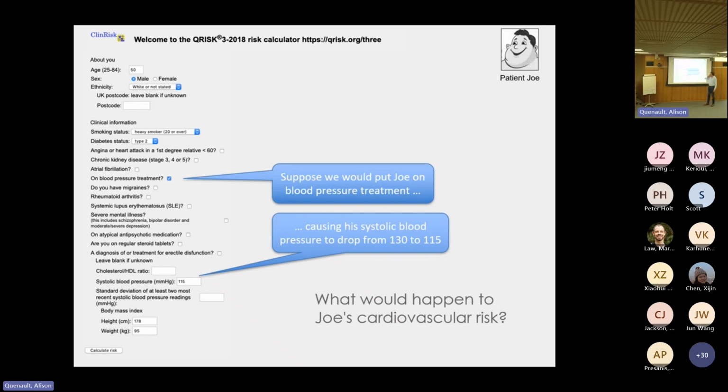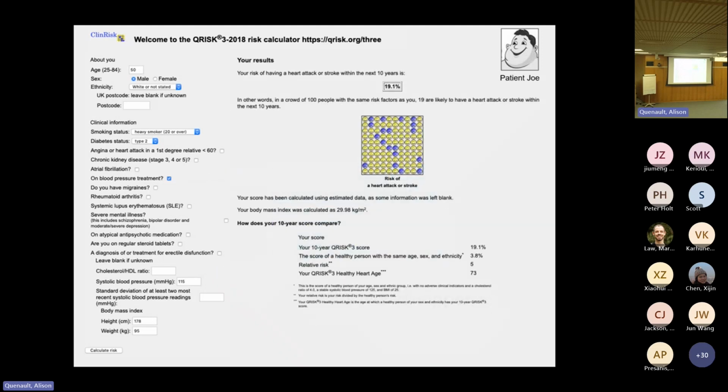And now let's suppose his systolic blood pressure was 130. Let's assume that it would drop to 150, right? Let's see what happens. So now Joe's risk is 19.1%.